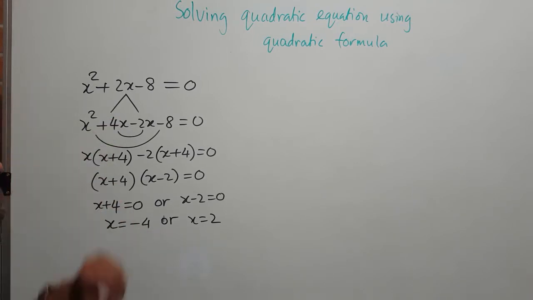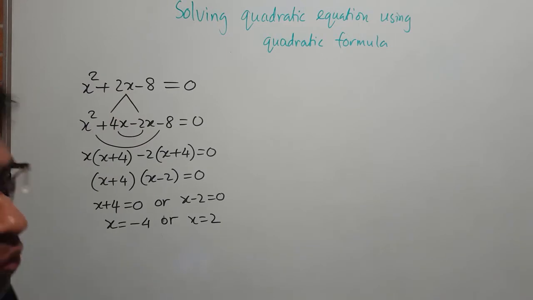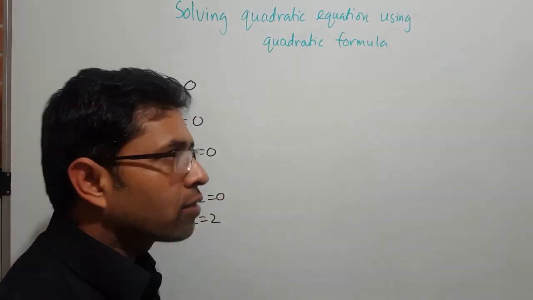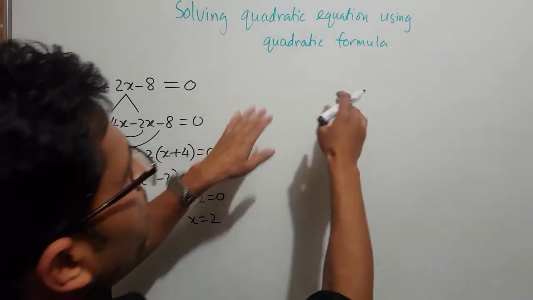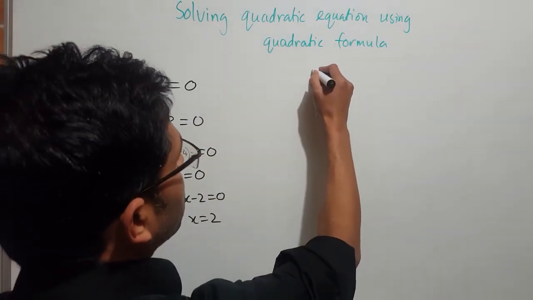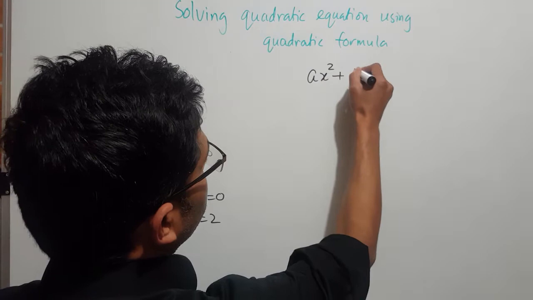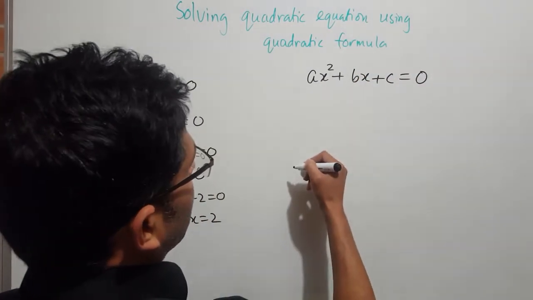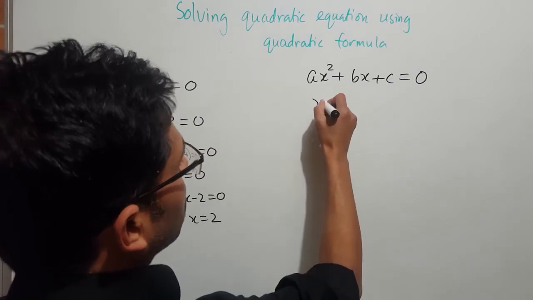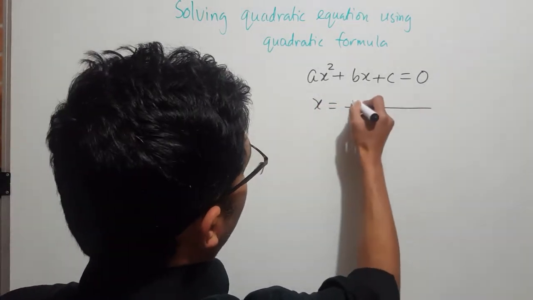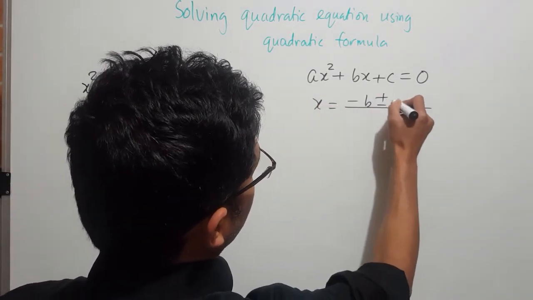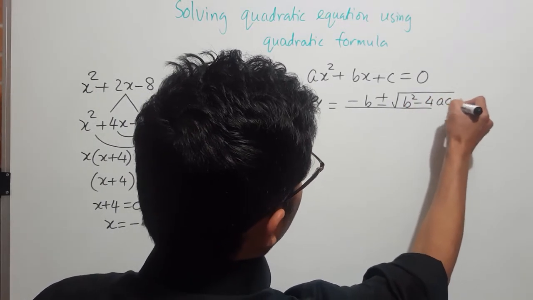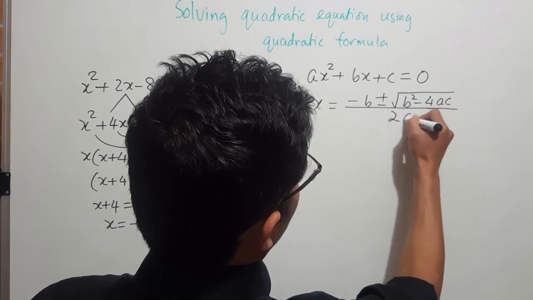Now I am going to solve this same quadratic equation using the quadratic formula. So first we are going to introduce what the quadratic formula is. If you remember the general form of the quadratic equation, ax squared plus bx plus c equal to 0, then the solution would be x equal to minus b plus minus square root of b squared minus 4ac, divided by 2a.